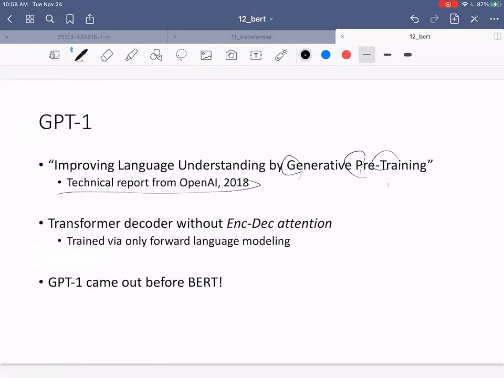And basically, their architecture is super simple again. It's just transformer decoder without the encoder decoder attention. That's it. And it's trained only via forward language model. So ELMo was forward and backward language model, but GPT-1 is just forward language model. And they replaced the LSTM with a transformer decoder. And interestingly, GPT-1 actually came up before BERT. So BERT came after ELMo and GPT-1.